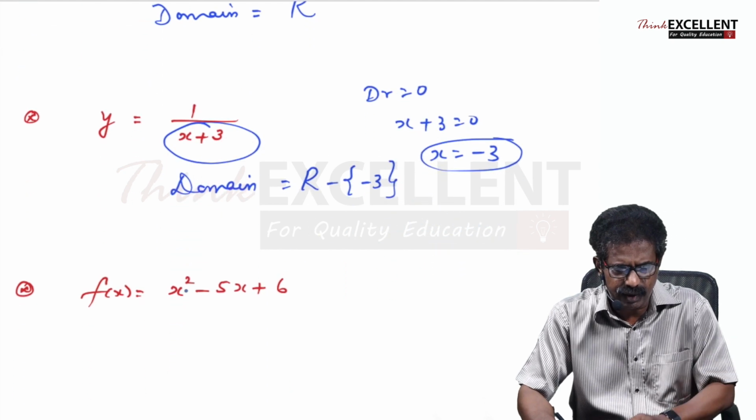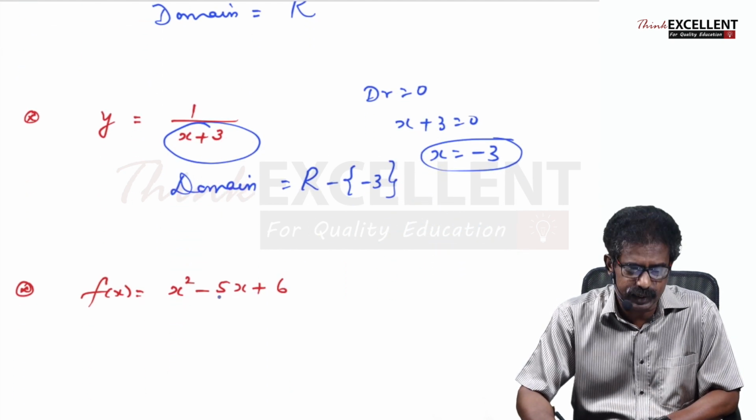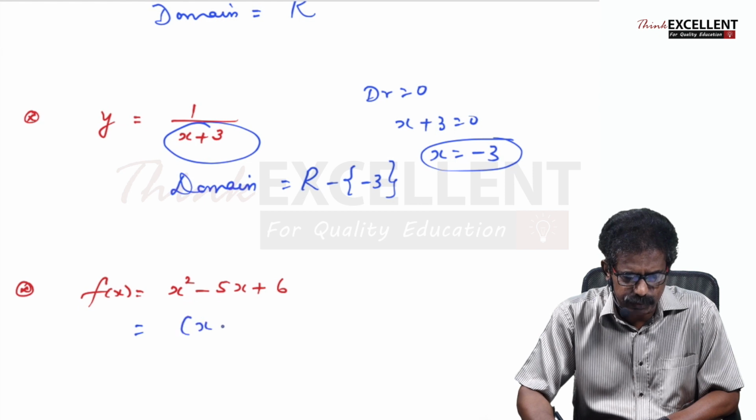See the next one, f of x equal to x square minus 5x plus 6. So you can factorize it, right? (x minus 2) into (x minus 3).